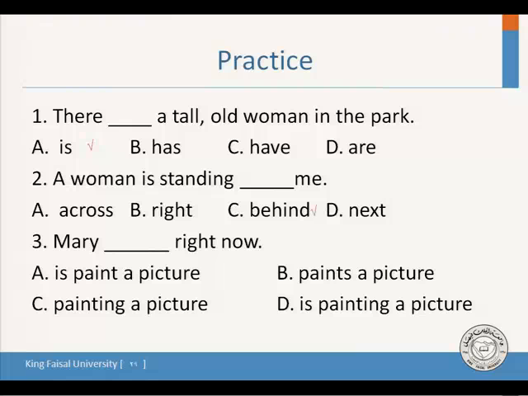Number 3, Mary is what? Do we say it is paint right now? Now, ing, we need an ing. We cannot say is paint. Painting, or paints, or is painting. Which one would you use? Of course, option D. Is painting a picture right now.